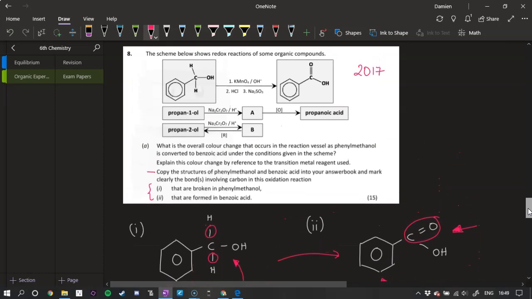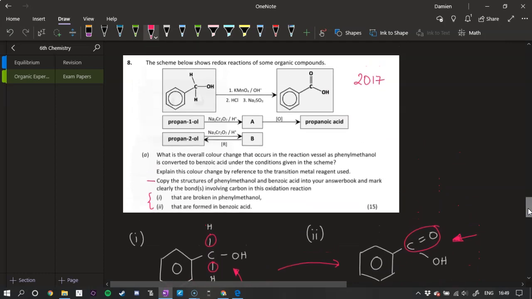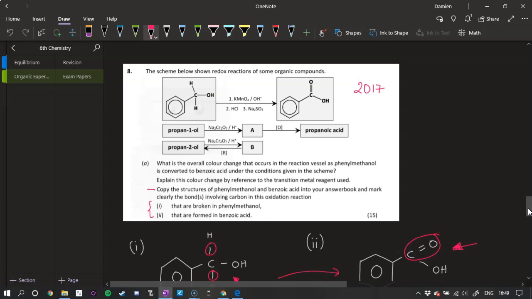Part B, give the IUPAC names for A and B and draw their structures. So we're going back up here to have a look at A and B. Normally what I would do here is, before I answer any questions, I would just try and figure out from the diagram what A and B is. That would be my first step in an exam. So let's have a quick look at it and see what we can come up with. We have an alcohol, which is here.